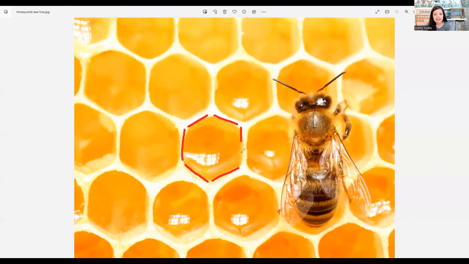1, 2, 3, 4, 5, 6 sides. So what shape must this be? A hexagon. A hexagon has 6 sides, just like this honeycomb. 1, 2, 3, 4, 5, 6. Isn't that amazing that bees make hexagons with their honeycombs?